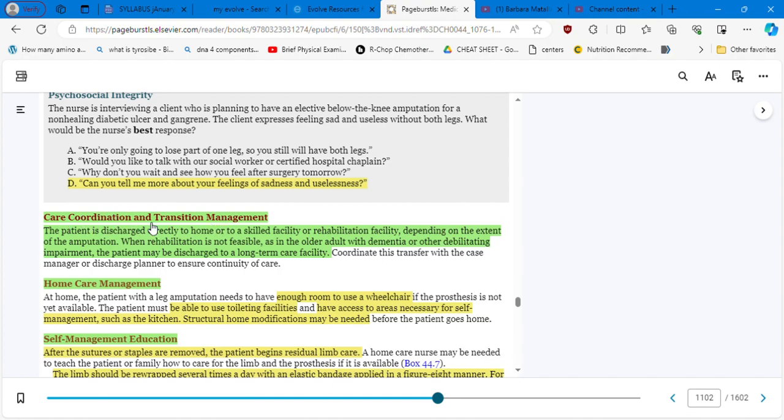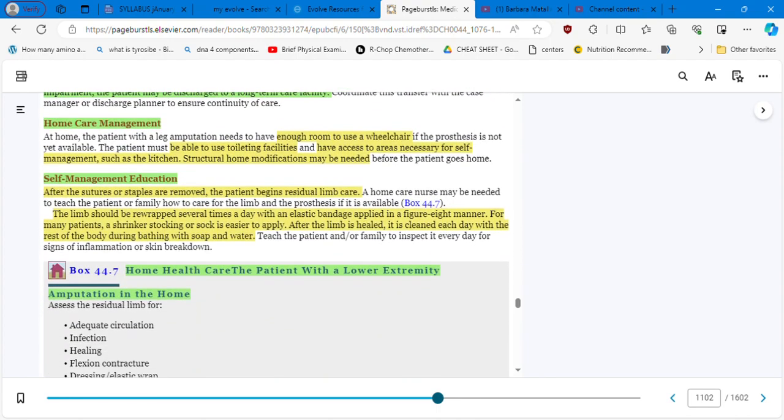Care coordination and transition management. The patient is discharged directly to home or to a skilled facility or rehabilitation facility, depending on the extent of the amputation. Where rehabilitation is not feasible, as in an older adult with dementia or other debilitating impairment, the patient may be discharged to a long-term care facility. Yeah, it's the best choice.